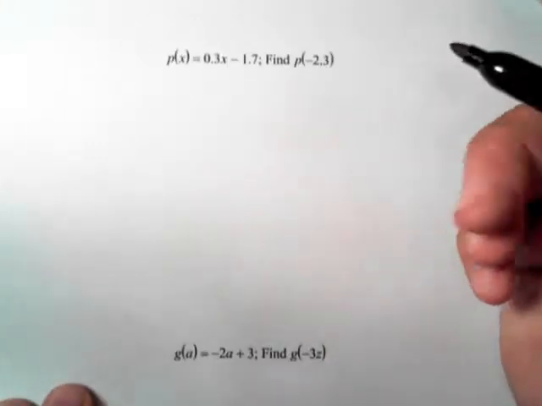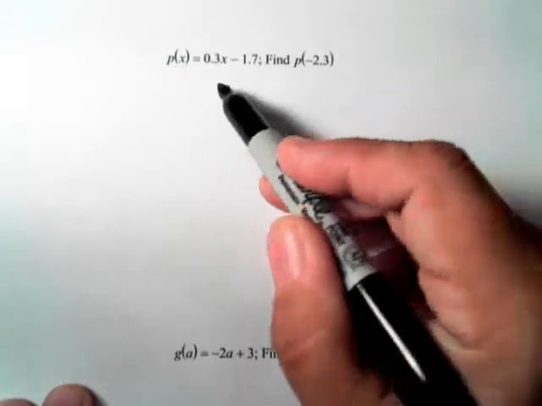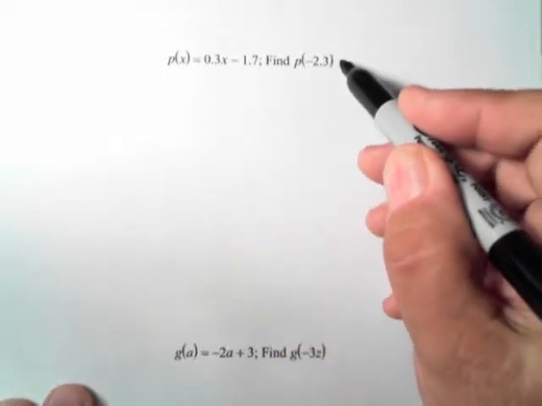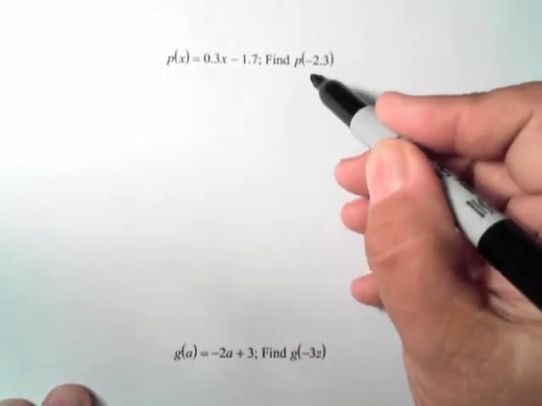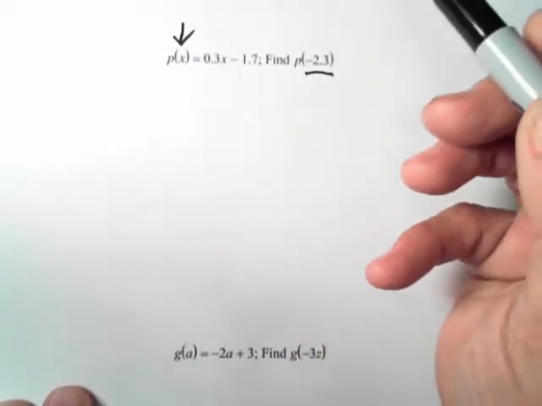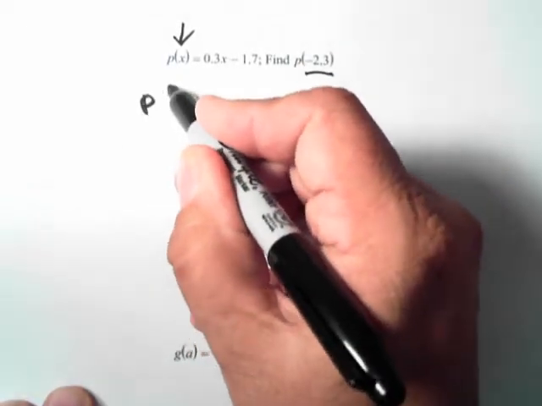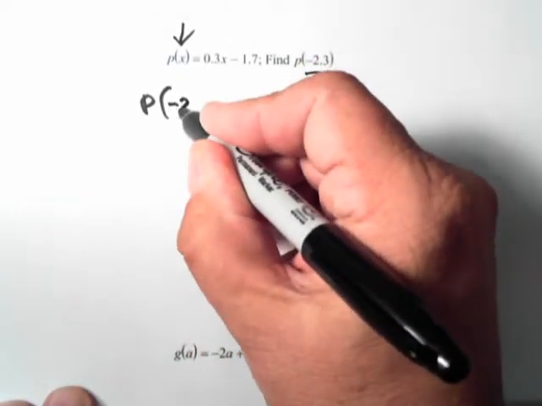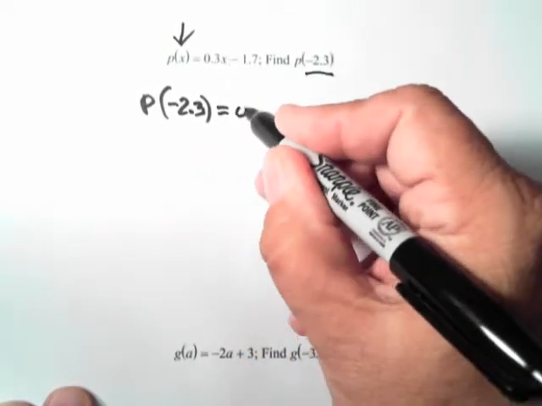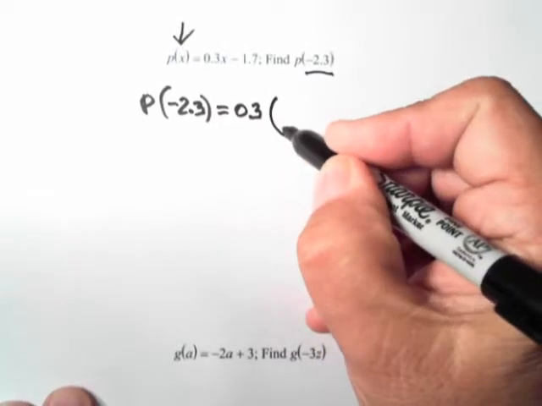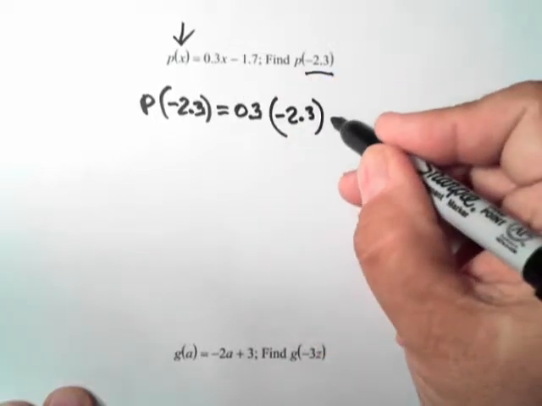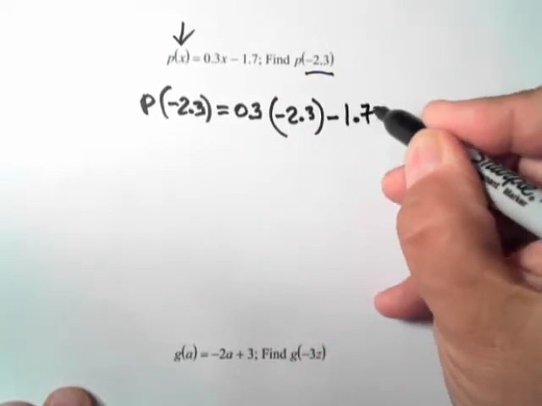Okay, here are a couple more examples. P of x equals 0.3x minus 1.7, and it says find P of -2.3. Well, it's this -2.3 that we want to substitute into the x. So I can say, okay, P of -2.3 is going to equal, well, I've got 0.3 here times the x, which is -2.3, and then we're subtracting 1.7.